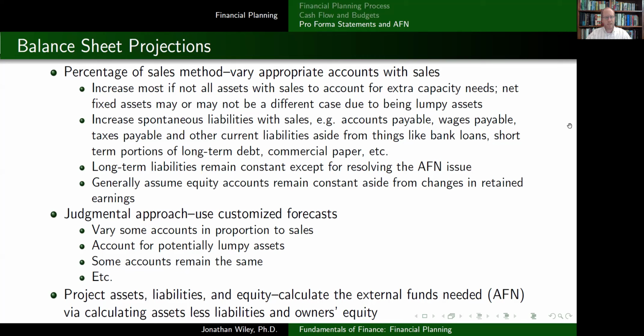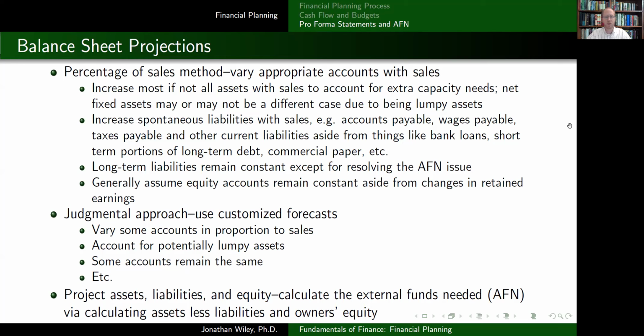Now, I want to separate those spontaneous liabilities from some other kinds of current liabilities that are non-spontaneous. So things like bank loans. Just because I sold more product or services does not mean that I wind up with more bank loans. To get more bank loans, I have to go convince some loan officer somewhere to sign on the dotted line to let me have a loan. And they may not. So that's not going to be spontaneous. Just because I sold more does not mean the bank is going to lend me more money.